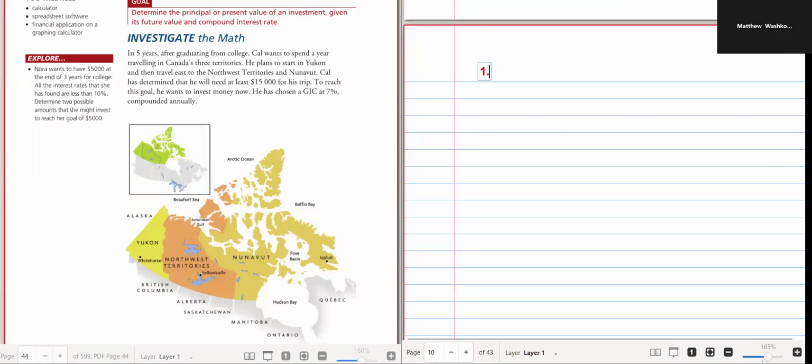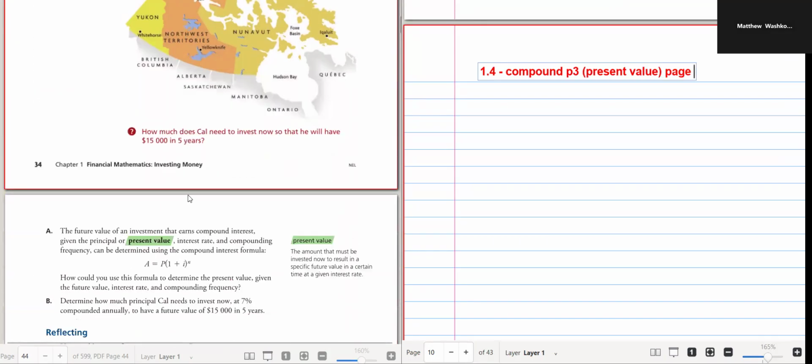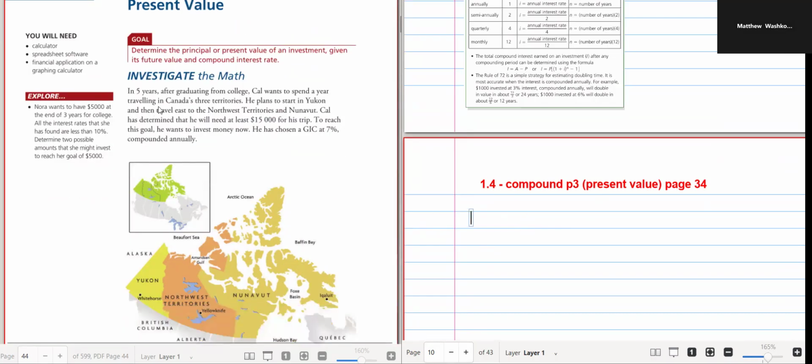We are now doing section 1.4, on page 34. This is our compound interest, part 3. Specifically, this is looking at present value. The concept here is quite simple, and I'm going to refer to either of these examples here.